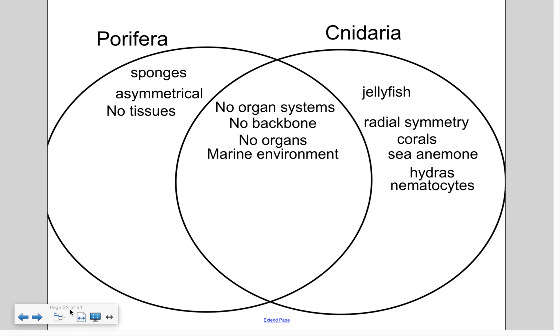So comparing Porifera to cnidarians: Porifera are sponges, asymmetrical, no tissues. Cnidarians are like jellyfish, and you could list off the corals, the sea anemones, the hydras, but they also have nematocysts, specialized cells. They have radial symmetry. How these guys are similar: there are no organ systems, no backbone, they don't have organs, and they both live in a marine environment.